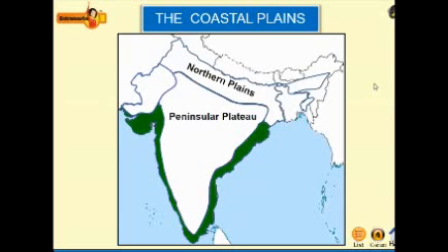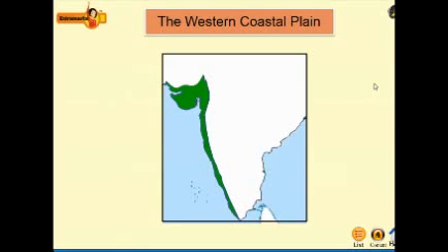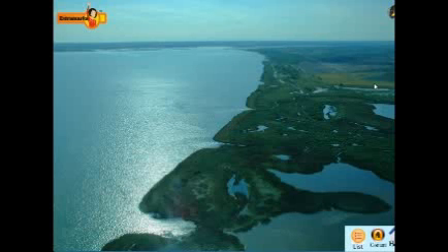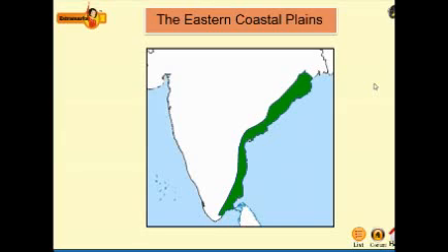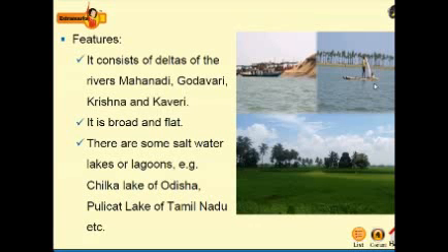The coastal plains are the western coastal plains. In this you can see the western coastal plains and the eastern coastal plains. The features are that it consists of deltas of the rivers, and it is broad and flat. There are some salt water lakes or lagoons, for example, Chilka Lake of Odisha and Pulicat Lake of Tamil Nadu.